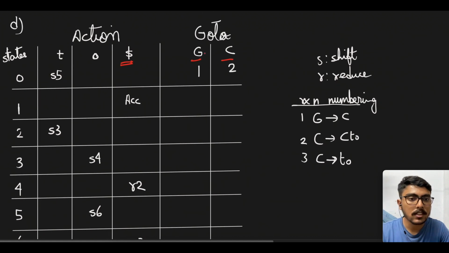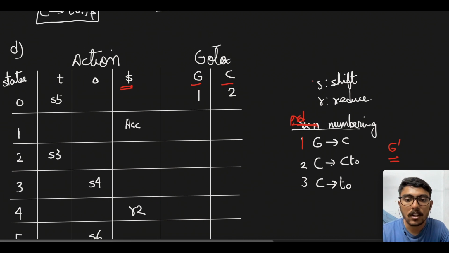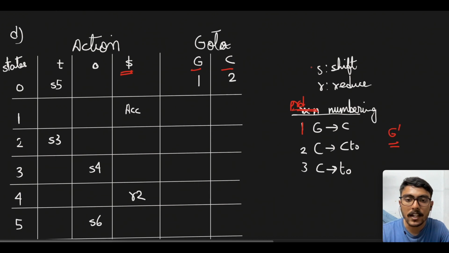Along with this table, we also need a numbering format, that is the production numbering, right? That is 1 for G to C, 2 for C to CTO, and 3 for C to TO. Notice that we have not taken G dash because it is from our side. We have to consider what is given in the question paper. So in this case, we have taken notation S for shift action and R for reduce action.